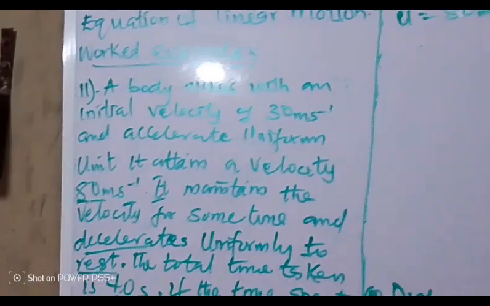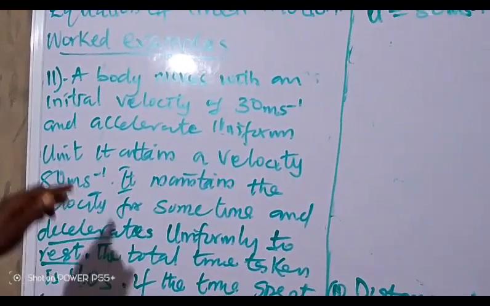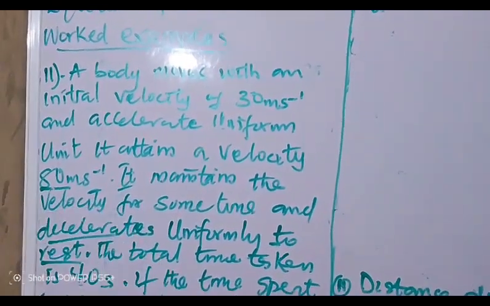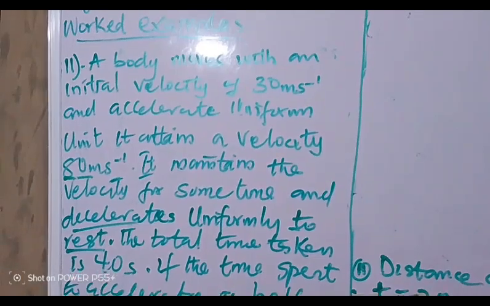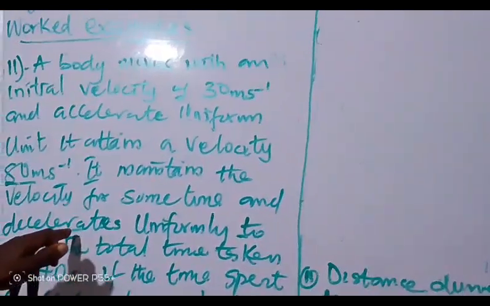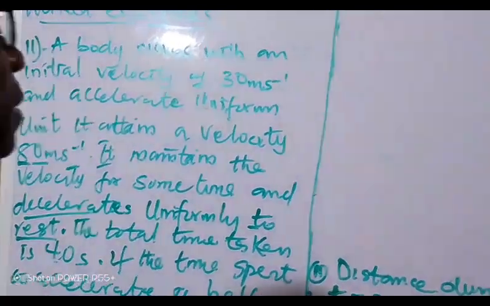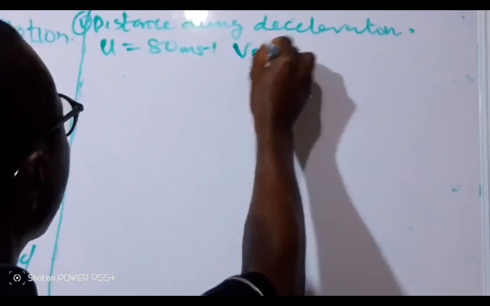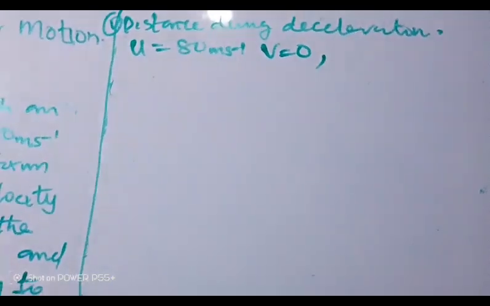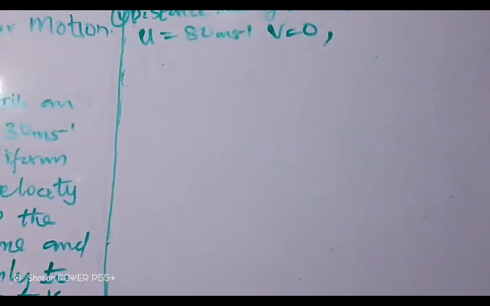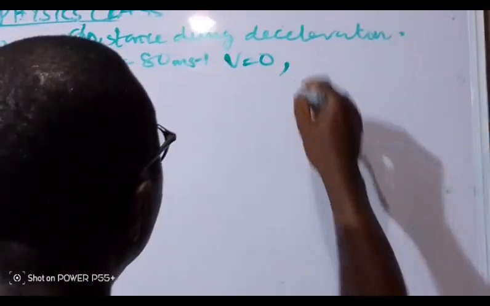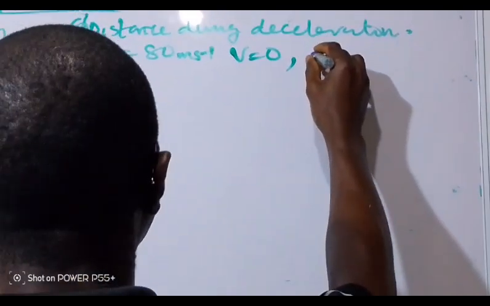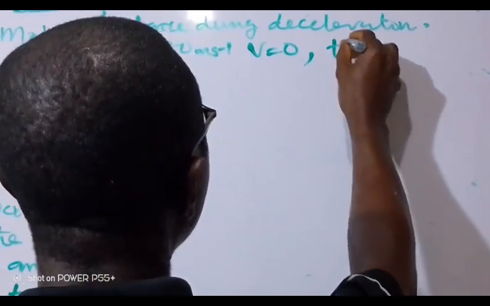That is 80 meters per second. That is the speed, the velocity is maintained. When it maintains this one, it now comes to rest. It means the final velocity will be equal to 0. Now don't forget, we calculated the time taken the other time to decelerate as 10 seconds.